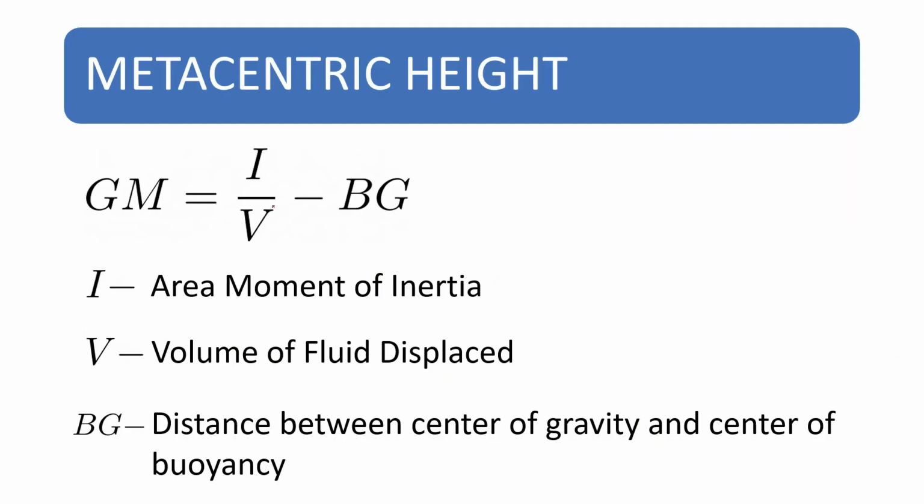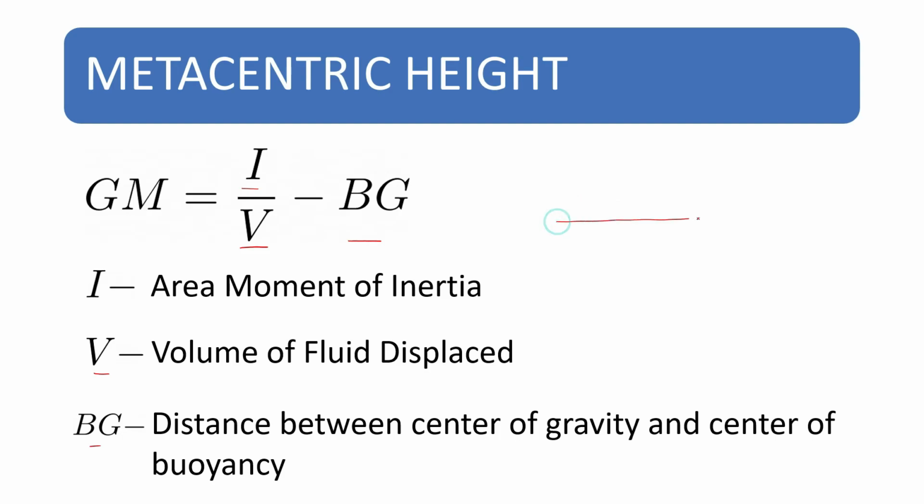Now how will you find the metacentric height? Metacentric height is found using the formula I by V minus BG. I is the area moment of inertia, V is the volume of fluid displaced, and BG is the distance between the center of gravity and the center of buoyancy.